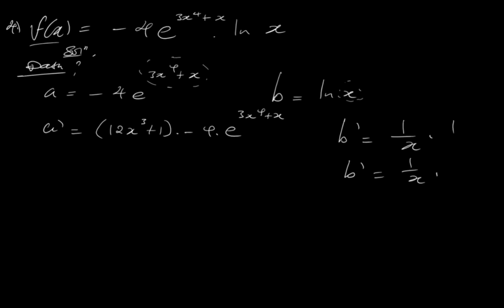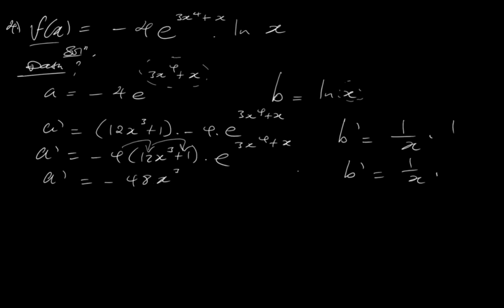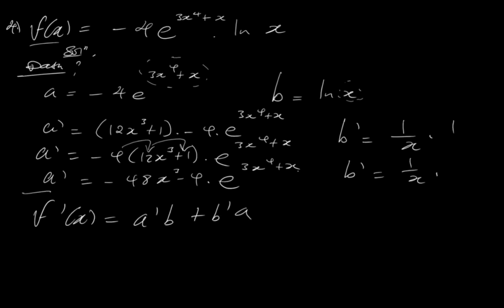Now this part here can be written out, because minus 4, okay, this can be written as minus 4 times 12x to the 3rd plus 1 times e to the 3x to the 4th plus what? X. It can be written in this pattern, and the 4 can be factored out of everything. So a prime is equivalent to 4 times this, which gives you minus 48x to the 3rd minus 4 times e to the 3x to the 4th plus x. Remember, f prime of x is equal to a prime b plus what? B prime a. Very important to know.